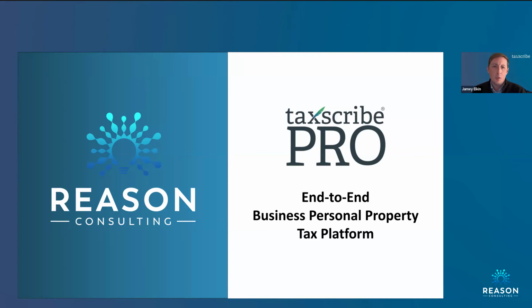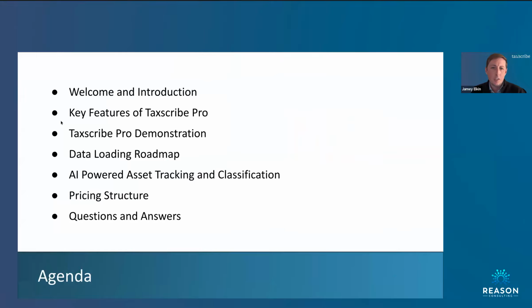So we can go ahead and jump to our next slide, which has an agenda. Here's a quick look at what we're going to cover today. We're going to start with a brief overview of TaxScribe Pro and its key features. Then we're going to go through a live demonstration of the platform. After that, we'll talk about some of the data loading capabilities, our roadmap, and how we're utilizing AI to help with things like asset tracking and classification. We'll also review pricing, and then we'll leave plenty of time at the end for questions.